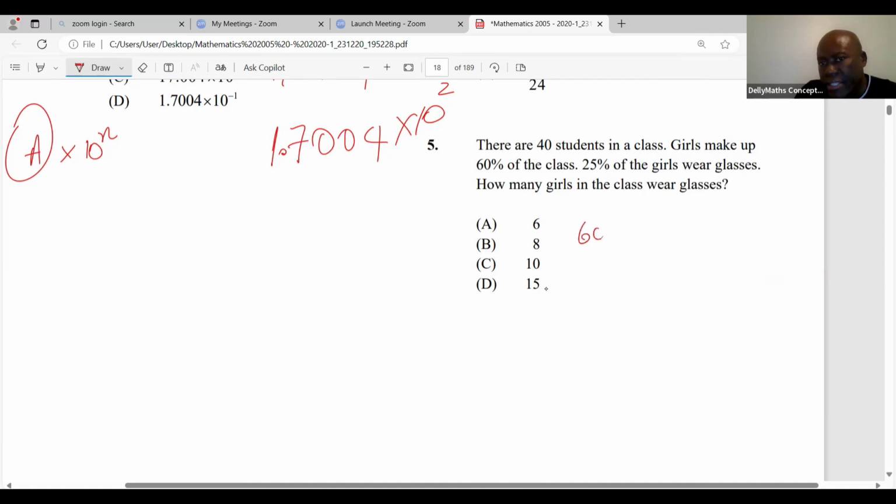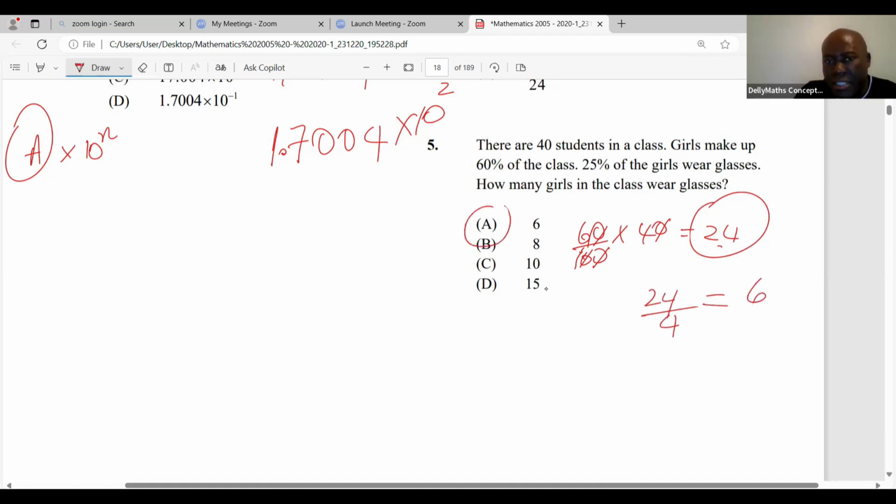So we're going to find the 60% of 40. All right, so 60% of 40, cancel your zeros, you're getting 24 girls in the class. Of these 24 girls, 25% wear glasses. So 25% of anything is divided by 4. 6 of these persons are actually wearing glasses. So 6 of those girls are wearing glasses. So all we have to do is to read these questions and make sure that we're paying attention to details.